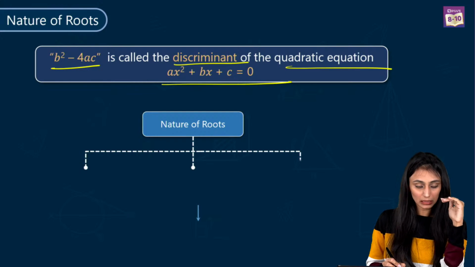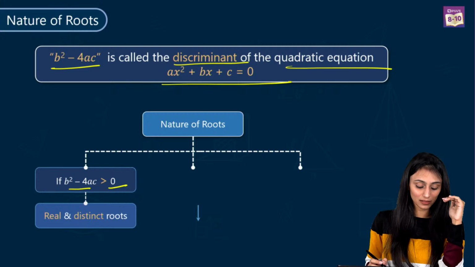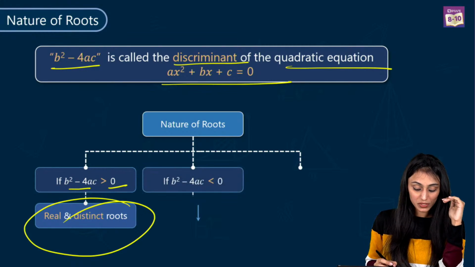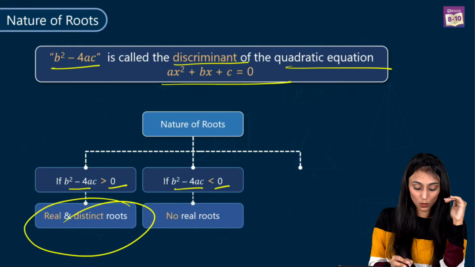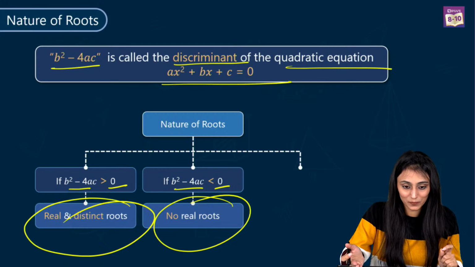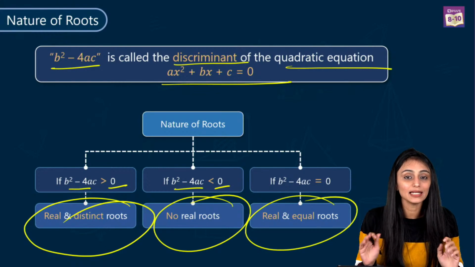So when you find out d, and if you see that b square minus 4ac is greater than 0, then the roots are going to be real and distinct. And if b square minus 4ac is less than 0, then no real roots are possible, so you do not have to solve further. And if it is equal to 0, we say that we have real and equal roots.